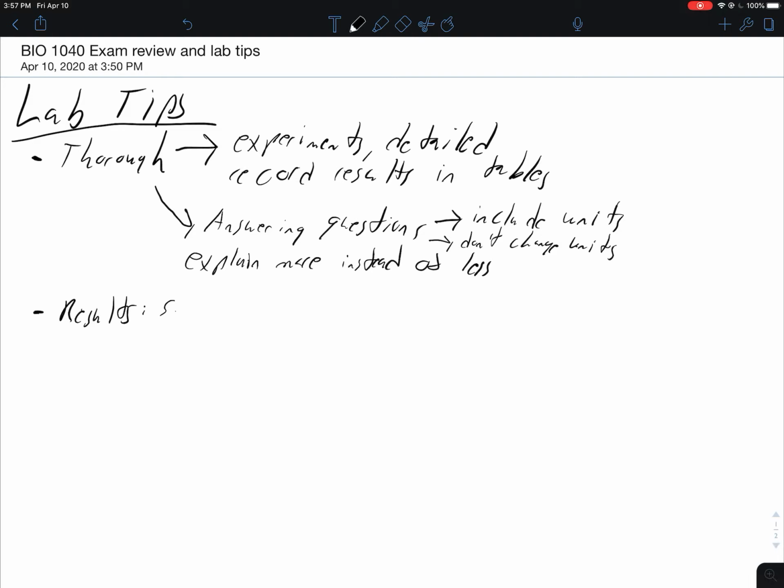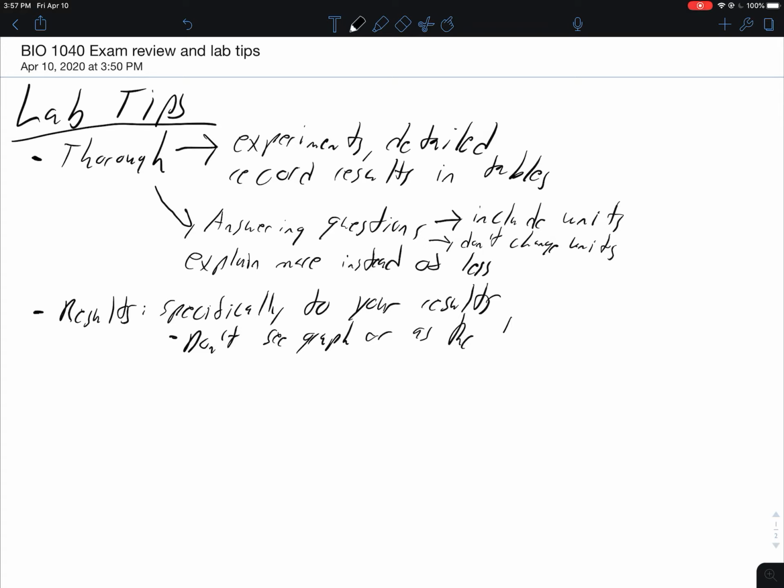Okay, when it comes to the results, you want to refer specifically to your results. Okay, so don't make statements like "see graph" or "as the data showed." No, don't make statements like that. Spell that out for us, right? So actually write in the numbers.